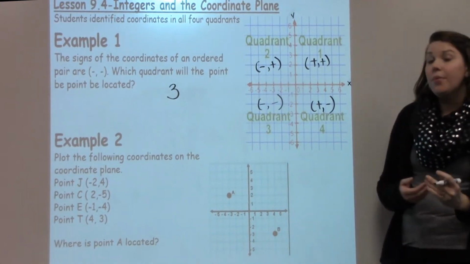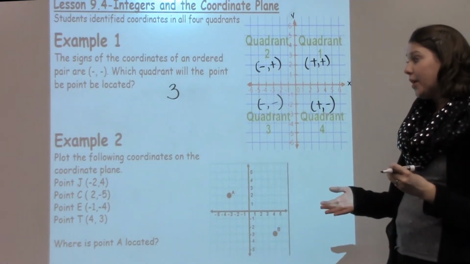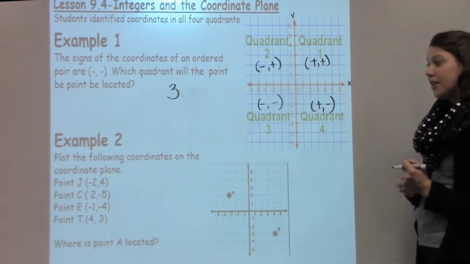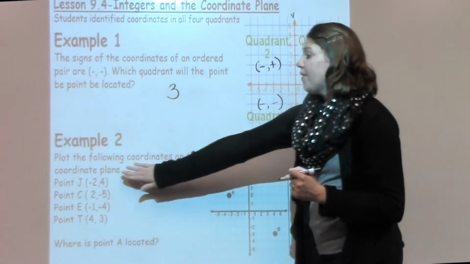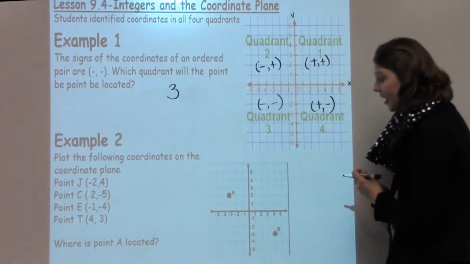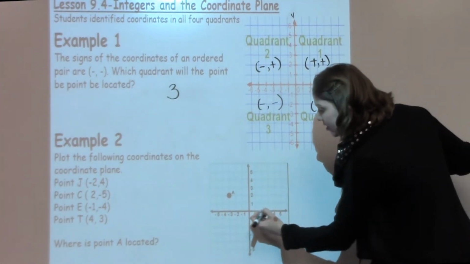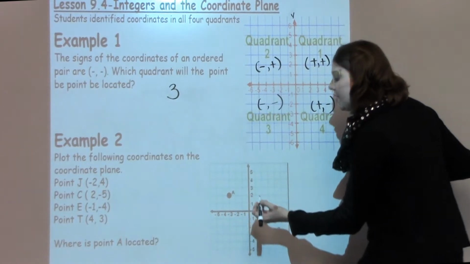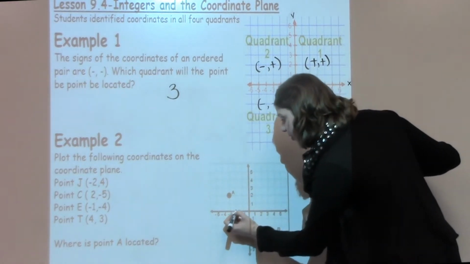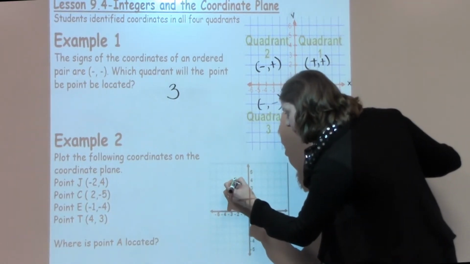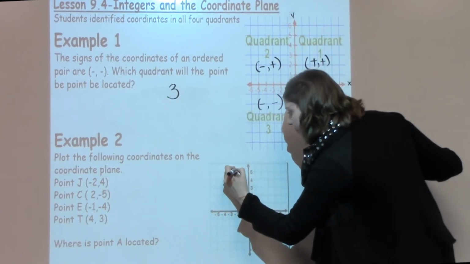Now for number 2, students worked today a lot on plotting points on the coordinate plane. So I'm going to work on plotting some points right now. We've got point J, which is at -2, +4. One of the things we always tell students is to go over and then up. So I'm going to go over 2, up 4. This is going to be point J.